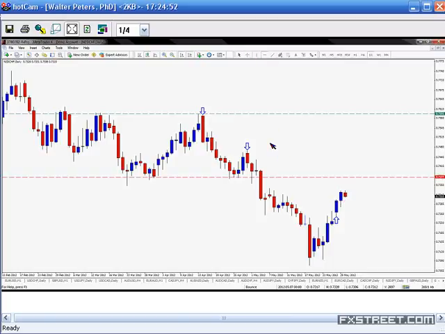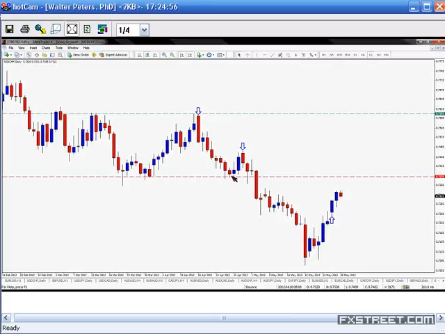Where might a nice target go? Well, for me, a really nice target would be right around here where these lows are, 73.80 or so. That would be a great spot to see if this market could make it up there.